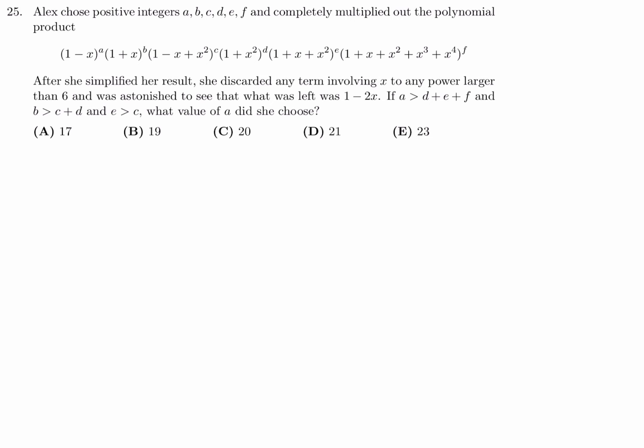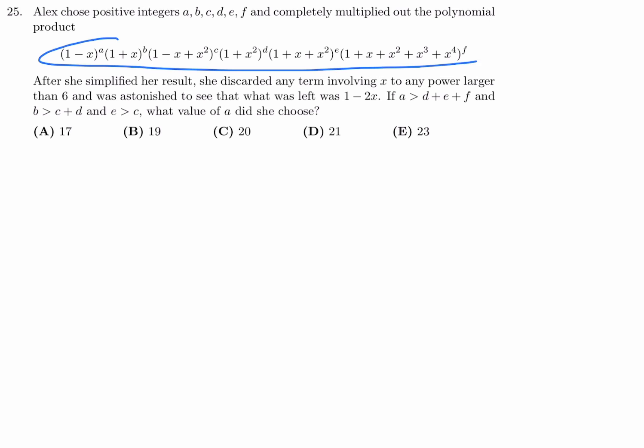Alex chose positive integers a, b, c, d, e, f and completely multiplied out the polynomial product. After she simplified her result, she discarded any term involving x to any power larger than 6 and was astonished to see that what was left was 1 minus 2x. If a is greater than d plus e plus f, and b is greater than c plus d, and e is greater than c, what value of a did she choose?